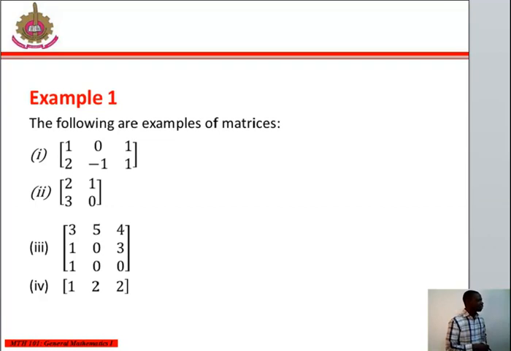And the third example, as you can see on the slide, has 3 rows and 3 columns. It has the same number of rows and the same number of columns. We call it a 3 by 3 matrix. And the last example is called a 1 by 3 matrix. So these are the examples of matrix we have.